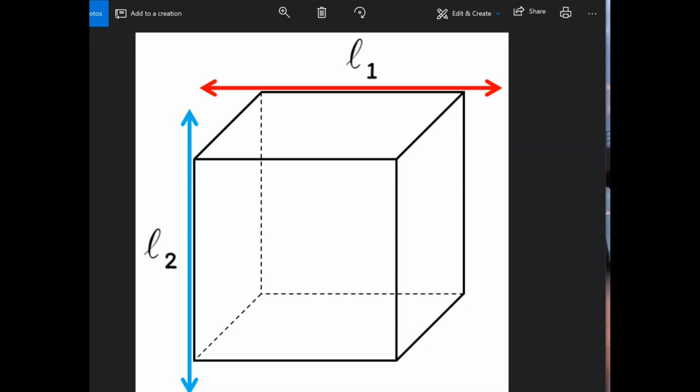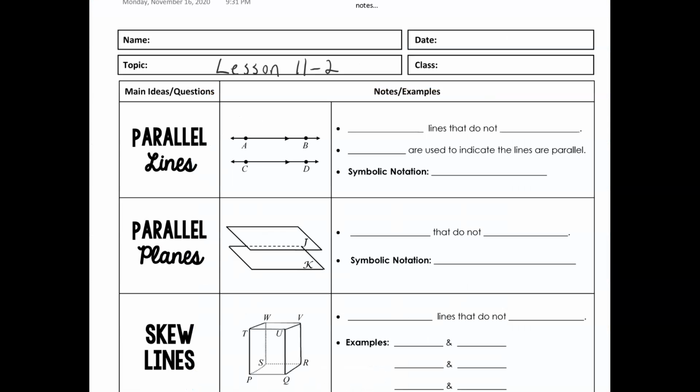So the way we're going to do that is we're going to first of all kind of keep this visual in our mind when we think about what skew lines are. And when we talk about parallel lines, the first thing that we're going to say about parallel lines is that they have to be coplanar. They have to be in the same plane. So these are coplanar lines that do not intersect. Okay?